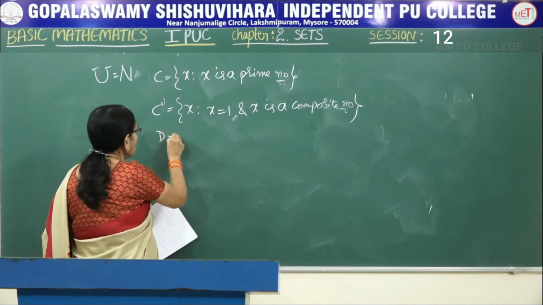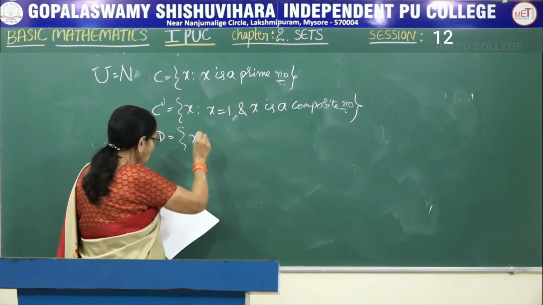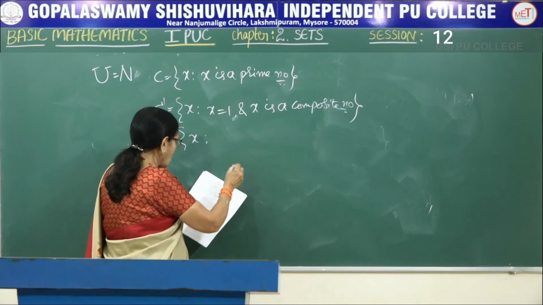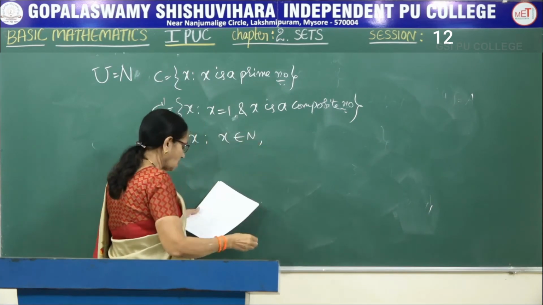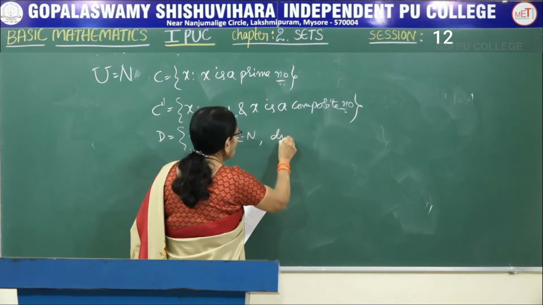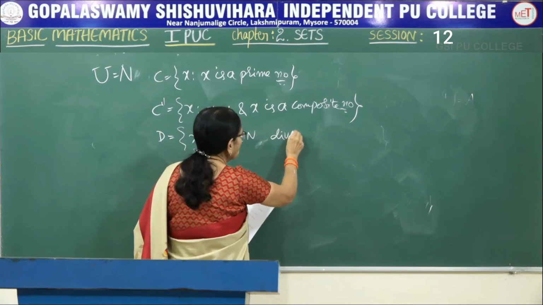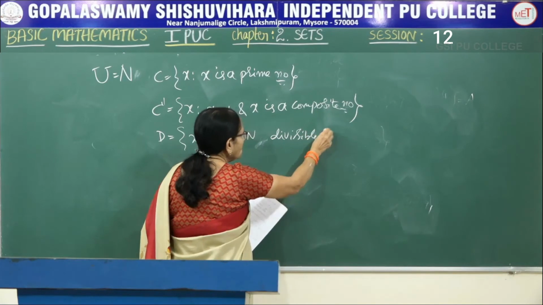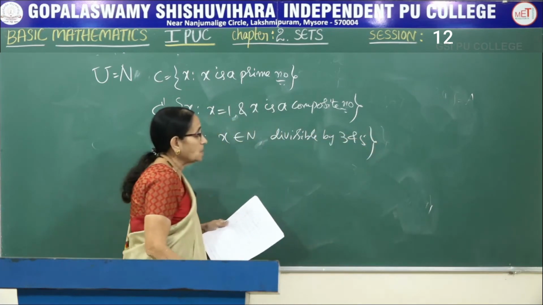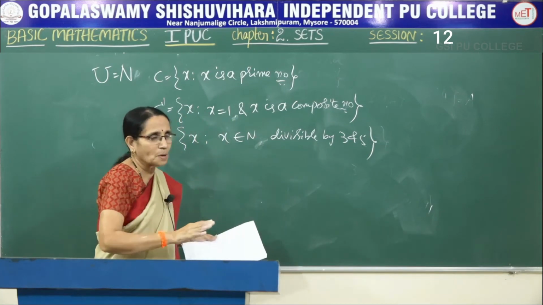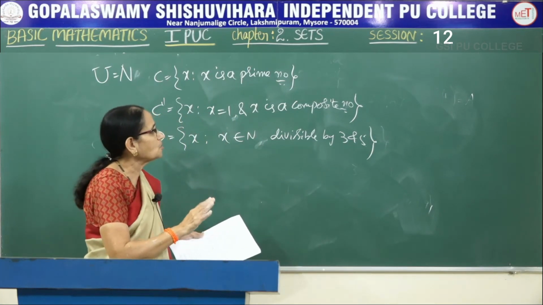Next, set D contains all x such that x is a natural number, x belongs to N, divisible by 3 and 5. It is a natural number which can be divided by 3 and 5.